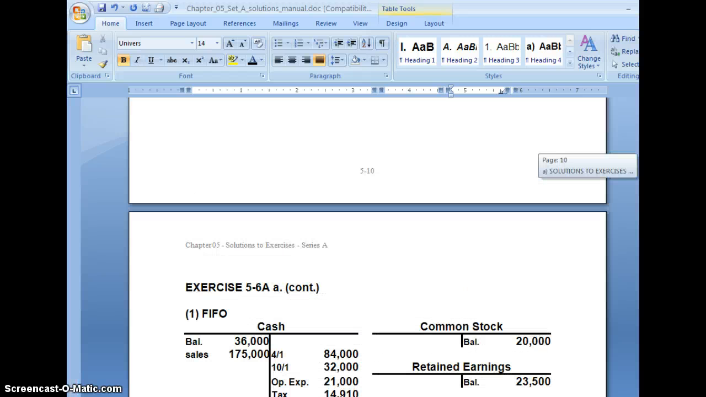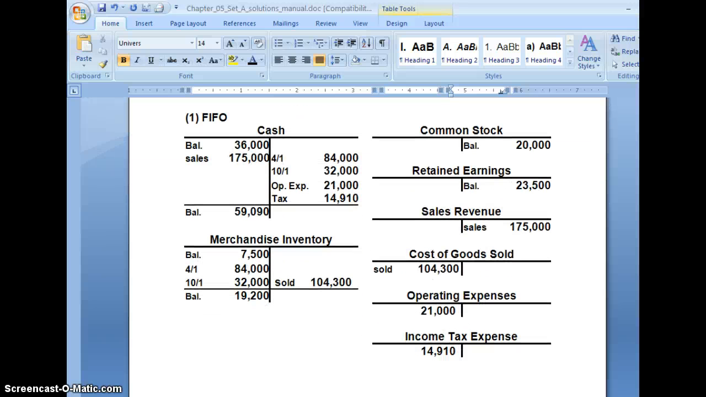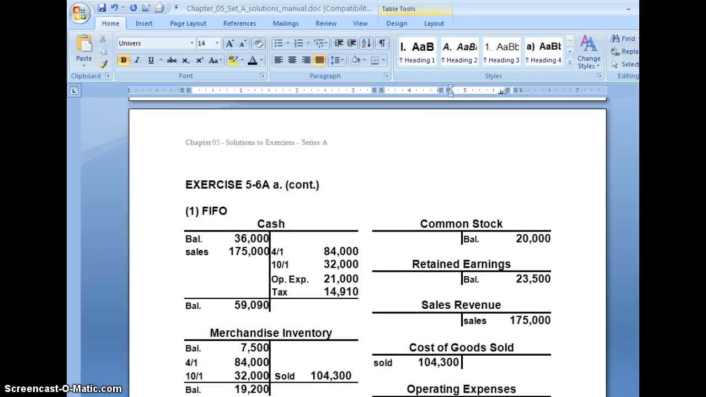Then in this section here, I did most of the journal entries for you, but you're going to probably have to close them out. So we want to look at LIFO now.